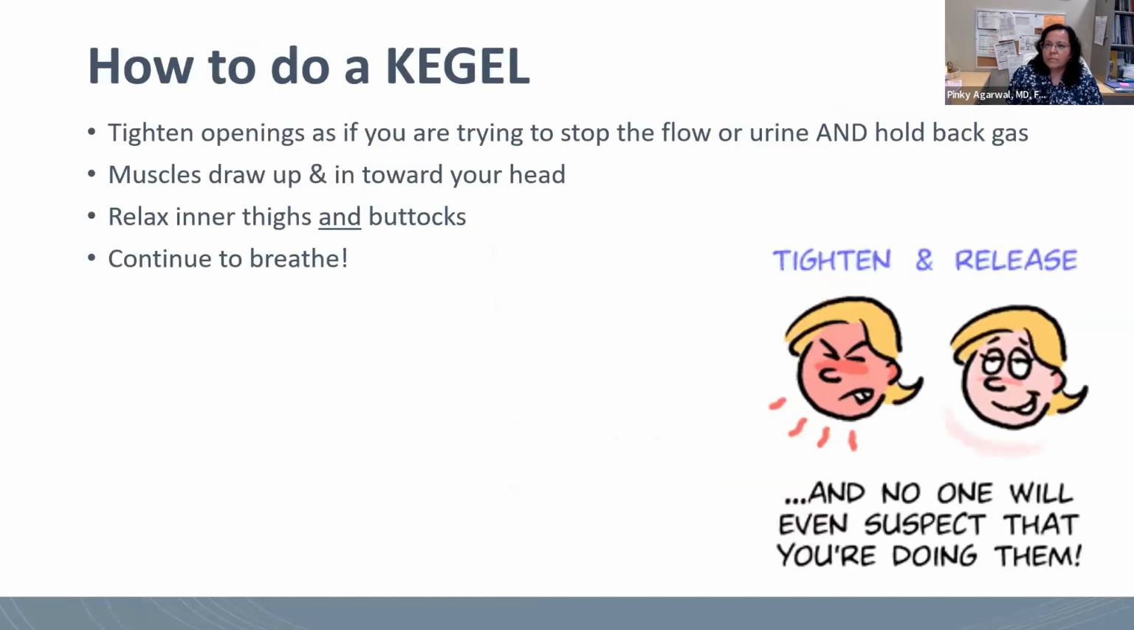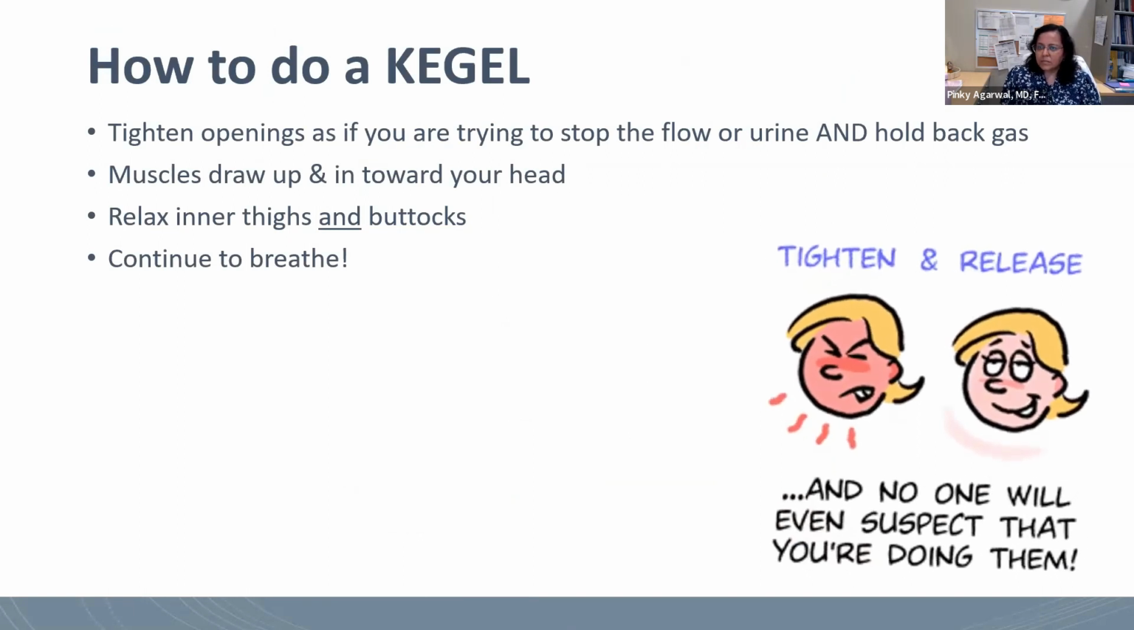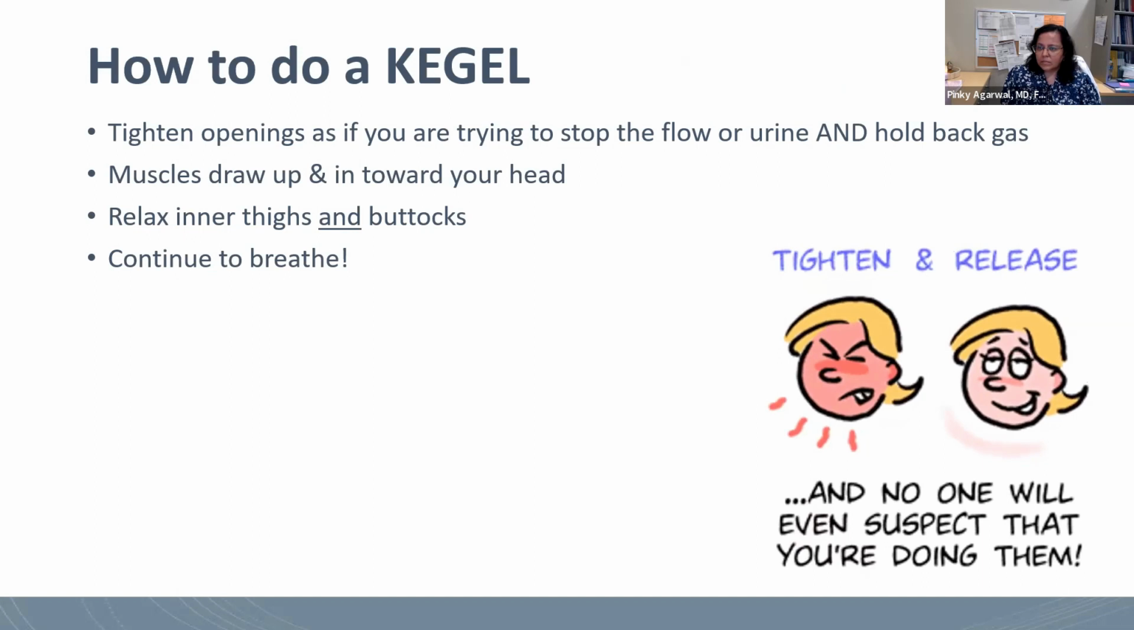So how do you perform a Kegel? If you focus on the figure 8 and attempt to stop the flow of urine and hold back gas at the same time, those pelvic floor muscles will be engaged. The muscles should draw up and in towards your head, and you want to make sure that you relax your inner thighs and your buttocks. The most common mistake people make when doing Kegels is they overuse their inner thighs and buttocks muscles. And last but not least, please make sure that you continue to breathe throughout the exercise.